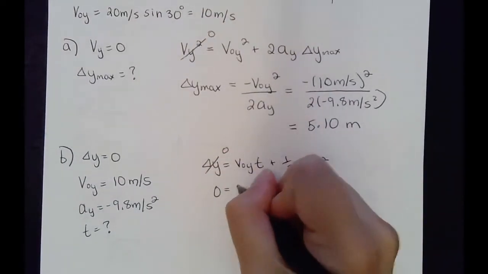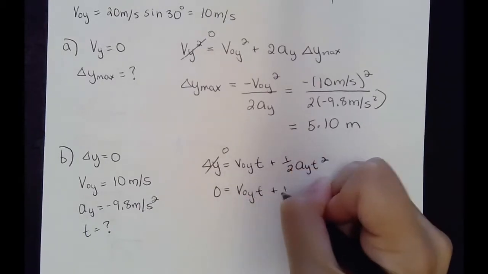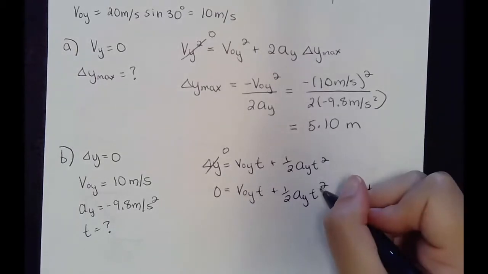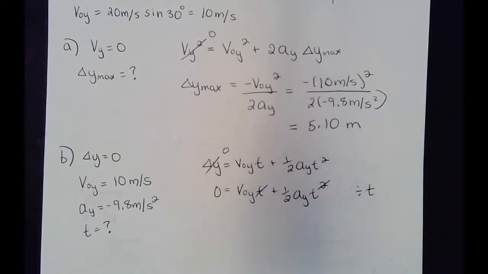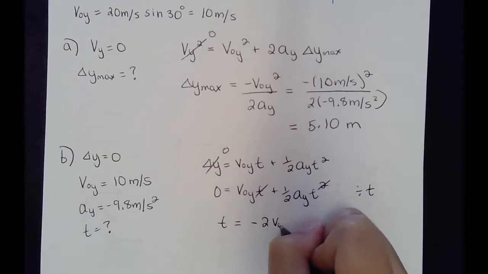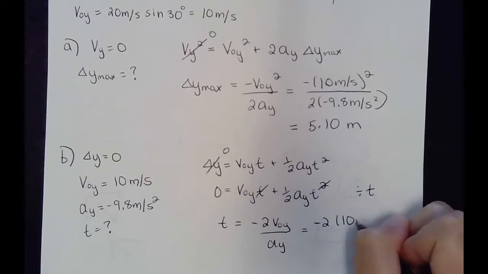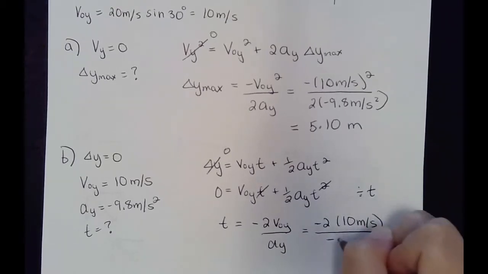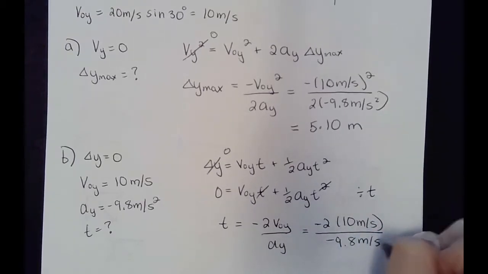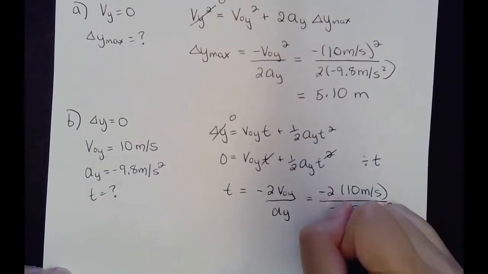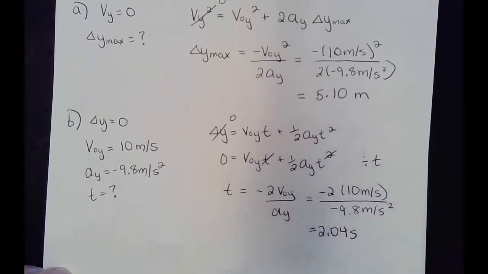So we have 0 equals v naught y t plus 1/2 a y t squared. I'm going to divide this by t, which will cancel one factor of t from both terms, and we get t equals negative 2 v naught y over a y. So negative 2 times 10 meters per second over negative 9.8 meters per second squared, which gives me 2.04 seconds.